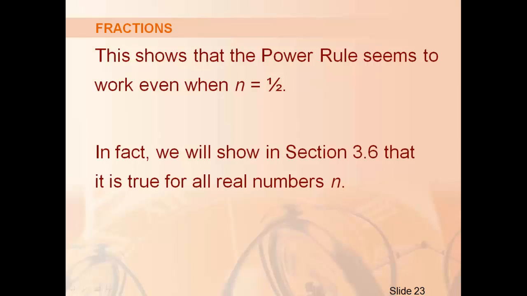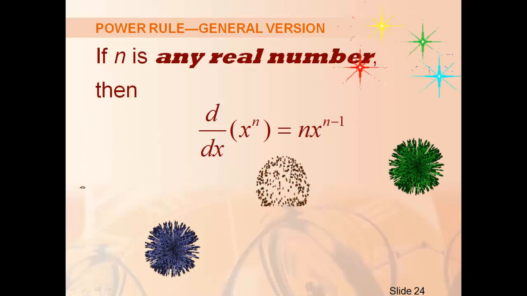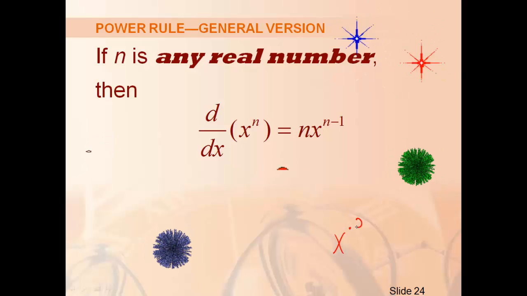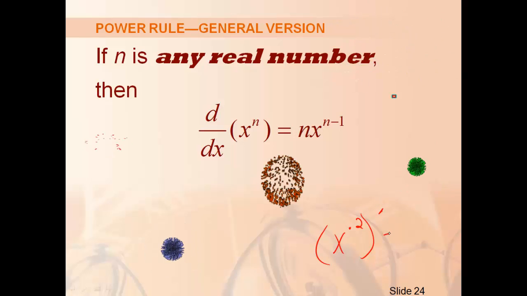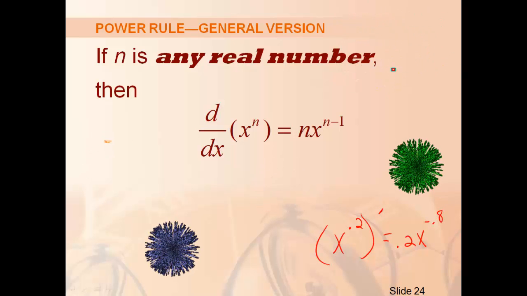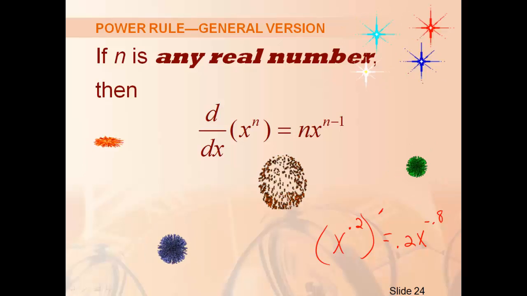And in fact, in section 3.6, we're going to show that it's true for all real numbers: fractions, decimals, irrational numbers, rational numbers. It doesn't matter what those exponents are, as long as they're real numbers, the power rule works. So, in general, if n is any real number, then the derivative of x to the n is nx to the n minus 1. So if I had x to the 0.2, then its derivative would be 0.2 x to the negative 0.8. Doesn't matter what that exponent is. So that is cause for celebration because it's a lot easier to find the derivative that way than it is using the definition. So here's some examples.